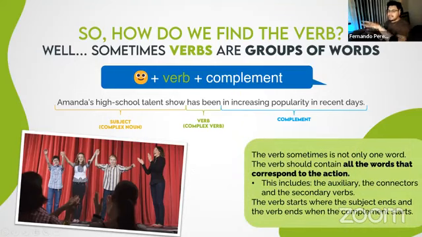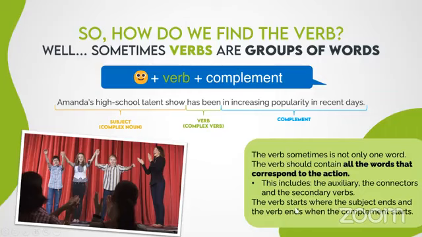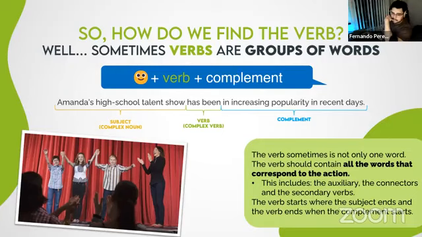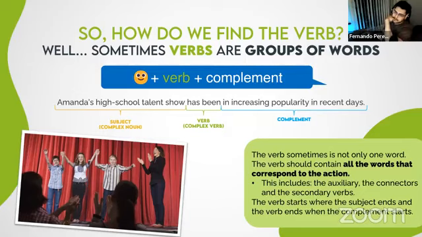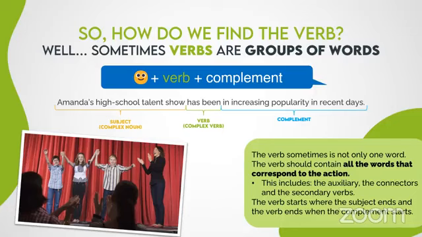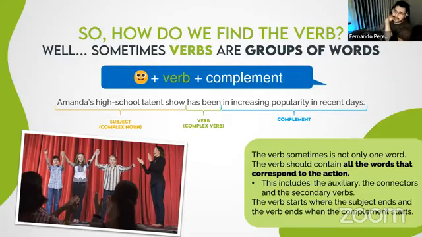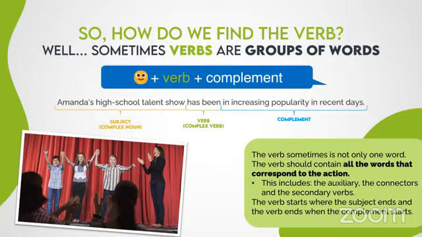Let's read this section. Help me, Isti. Read this part. The verb sometimes is not only one word. The verb should contain all the words that correspond to the action. Again. What should it contain? Correct. The verb should contain all the words that correspond to the action. Excellent. These include.